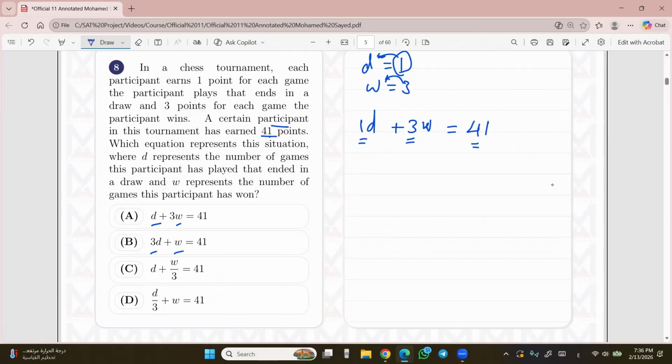So be careful that this 1, this 3, and this 41 all have the same unit. Every one of them is a point. So look, 3 points, 41 points, and 1 point. All of them contain the same point because they are the number of points. But this is the number of games. This is the number of games. Number of games that end with a draw, and the number of games that end with winning. That's the equation. Just remove this 1 because 1D means D, and then you can get the answer, letter A.